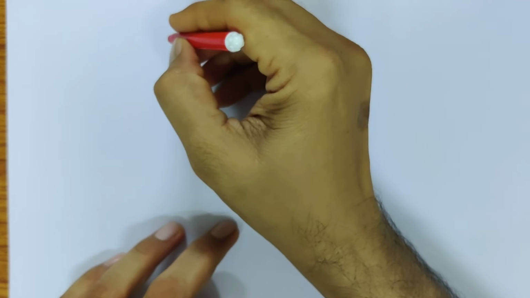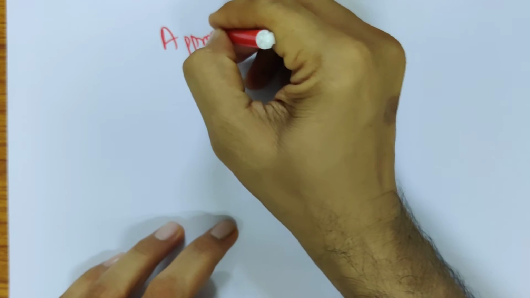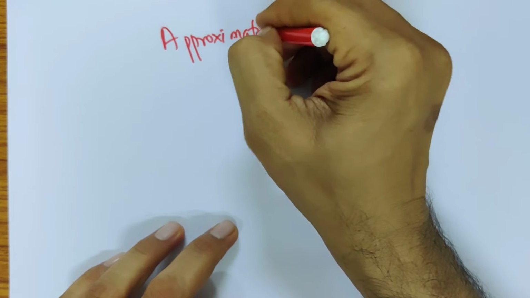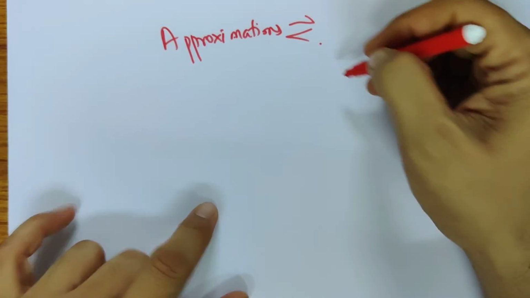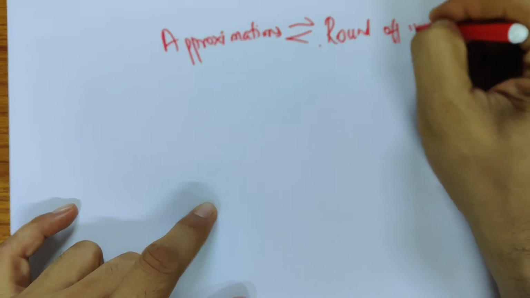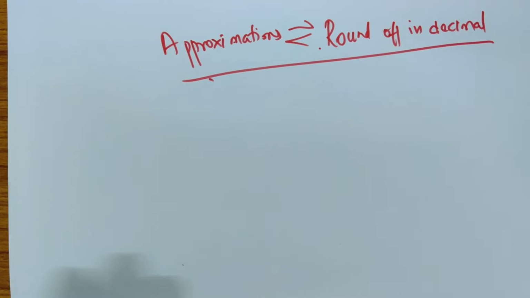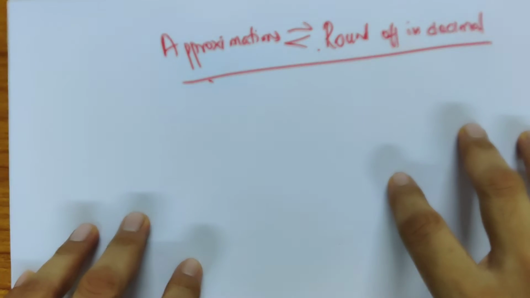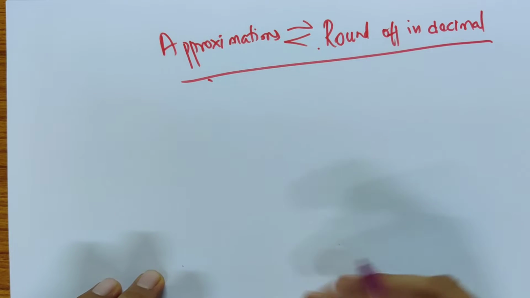So the question is basically, when do we use approximations? Approximations are directly related to what we call round off. Round off in decimal is done any time the units that you are measuring are not the same as the kind of measurement that you are making, right?